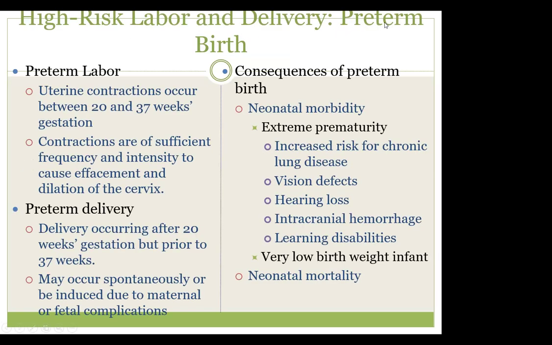High risk labor and delivery. Preterm births. We're going to talk about what happens in a preterm birth. Labor is considered preterm, as we've talked about, when contractions occur between 20 and 37 weeks. Remember, everything after 37 weeks is considered term gestation.